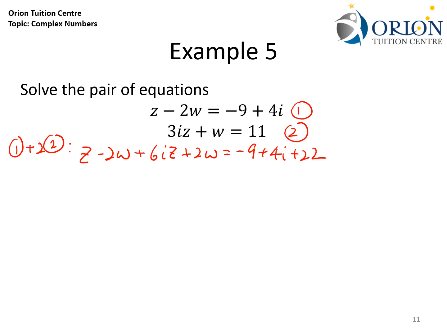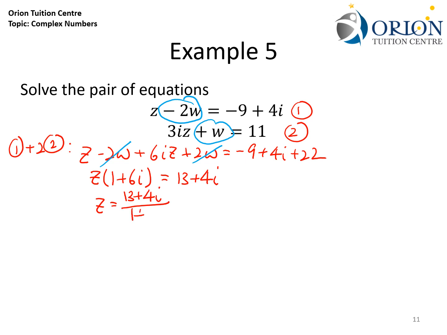And the reason for me doing so is because I can see that there is a minus 2w and a plus w, and they will be able to cancel each other out if I multiply 2 to the second equation, like this. And therefore, I have eliminated all the w's in my equation, and I'm left with z(1 plus 6i) equals 13 plus 4i. And I can now manipulate this equation to get z, which is (13 plus 4i) over (1 plus 6i).